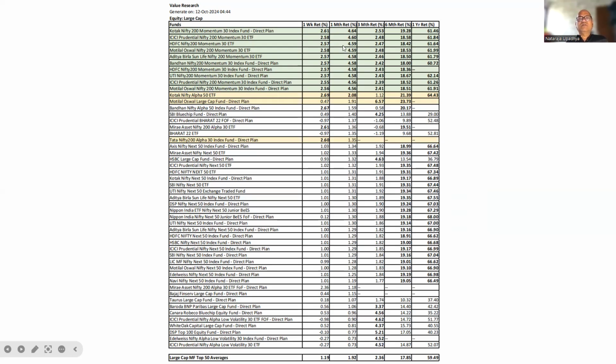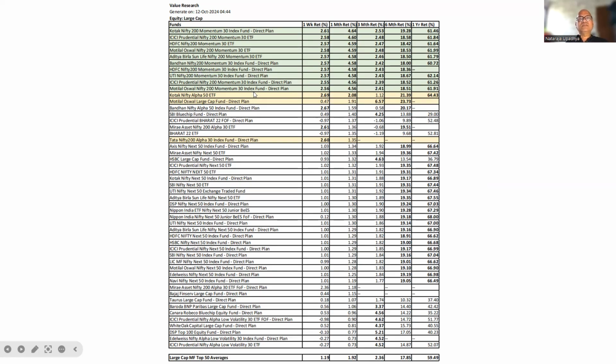They all have above average, so above 2% return for the week, and all of them are above 60% for the annual. So they're all investment worthy. Except there is one that does not have data for 1 year, which is HDFC Nifty 200 Momentum 30 Index Fund. So it has comparable return for the 6 months though.